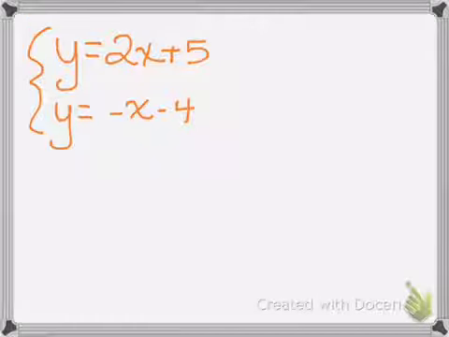When solving a system of equations, the goal is to take these two linear functions and find their intersection point. There are three methods of doing it, and the first one is graphing. I want you to follow along with me with your graphing calculator, so go grab that. Put the first equation, 2x plus 5, into y1, and negative x minus 4 into y2 in your calculator.